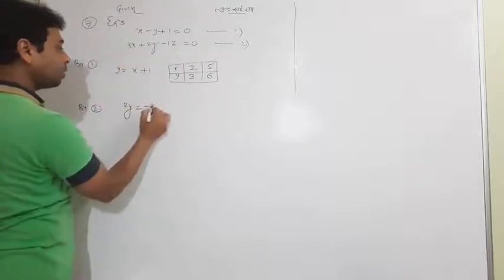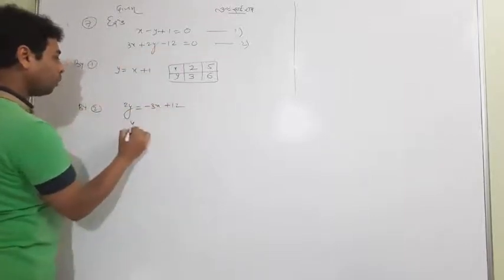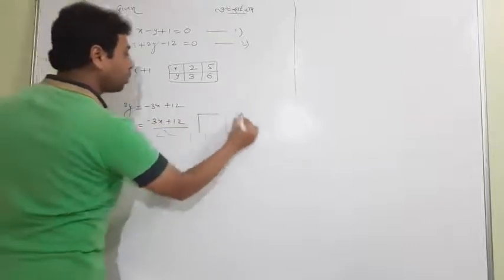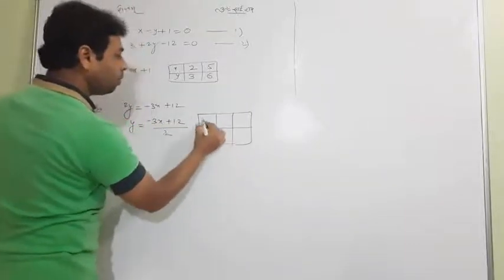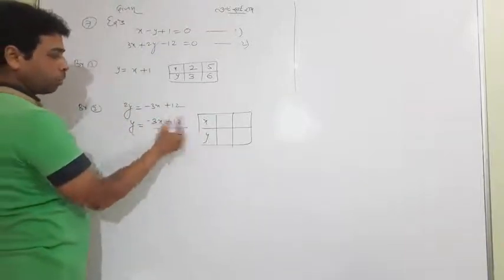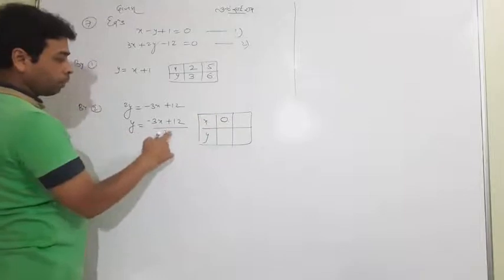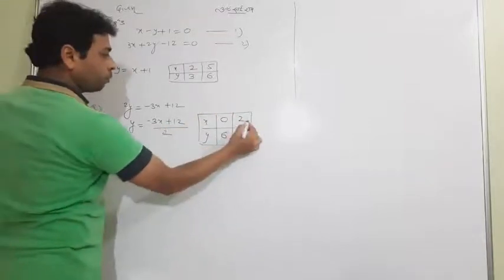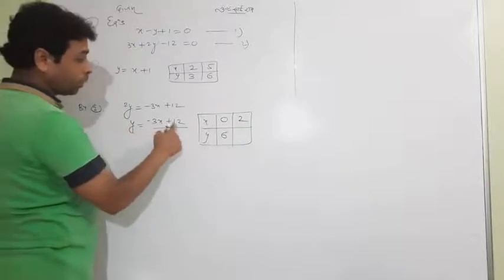Now by equation 2, 2y is equal to minus 3x plus 12, so y is equal to minus 3x plus 12 upon 2. Make the values. Choose x equal to 0, so 12 by 2 is 6. Suppose x is equal to 2. 2 3s are 6, minus 6 plus 12, 6 by 2 is 3.